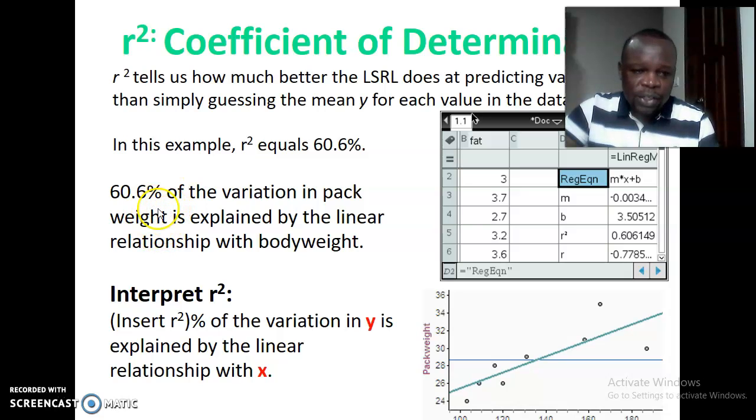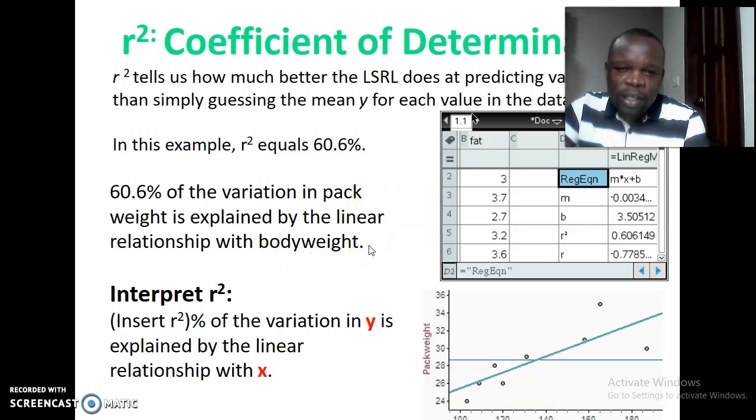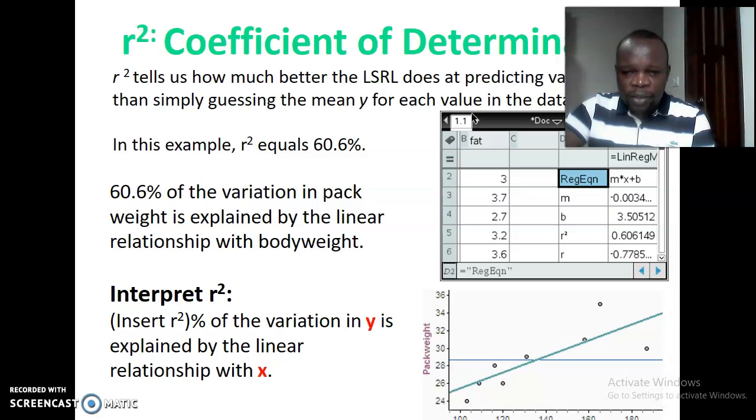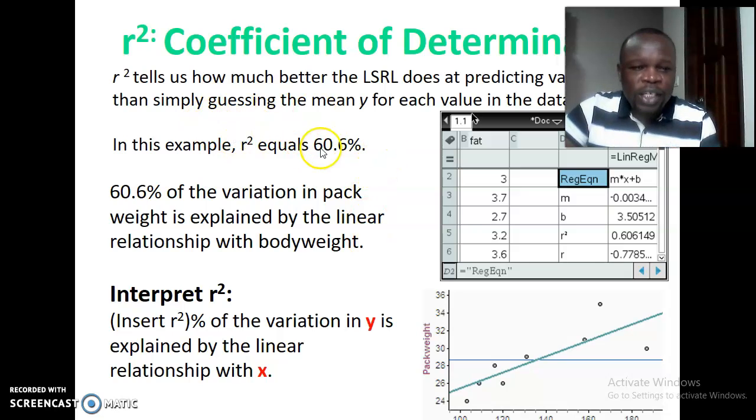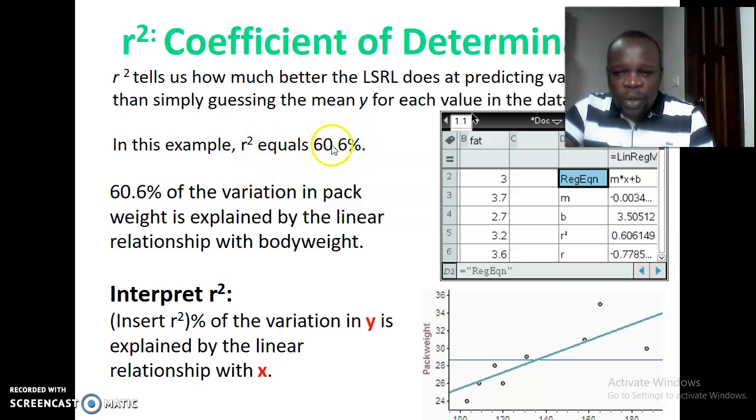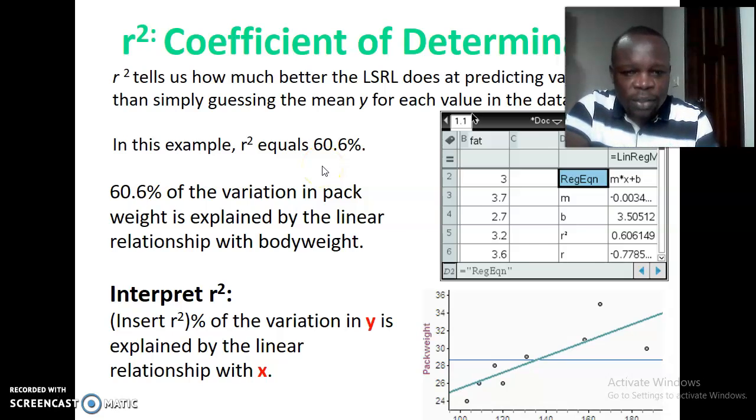For instance, 60.6% of the variation in pack weight is explained by the linear relationship with body weight. Pay attention to what's the explanatory variable and what is the response variable. Sometimes I make it interesting and ask what is not explained. It will be 100 minus 60.6. So r squared is what is explained. If you want what is not explained, you can do 1 minus r squared, or 100 minus r squared if it was given as a percentage.